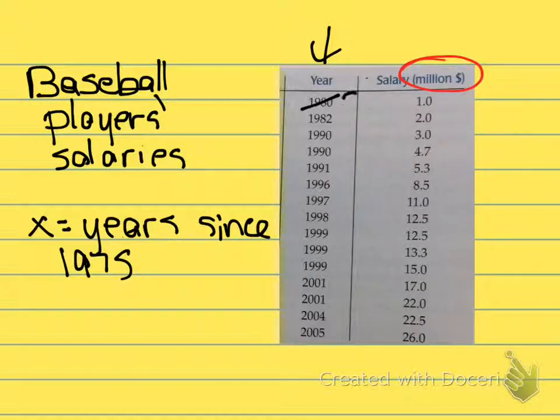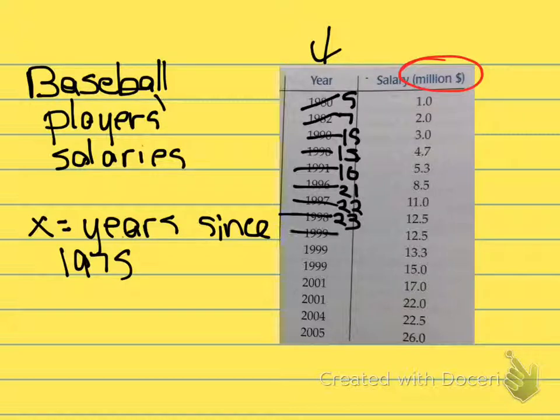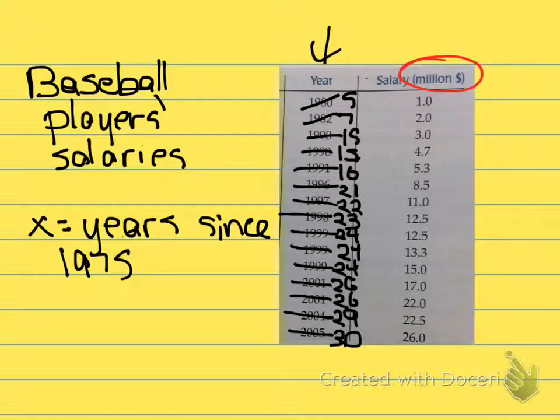So I'm going to say that this is year 5. Year 7, 1990 would be year 15, and in year 15 there were 2 of them. 91 is 16, 96 is 21, 97 is 22, 98 is 23. We've got 3 in 99, they're all 24. In 2001, we've got 26. 2004, we've got 29, and 2005, we've got 30. So instead of typing in the actual whole year, 1980, we're going to type in 5.